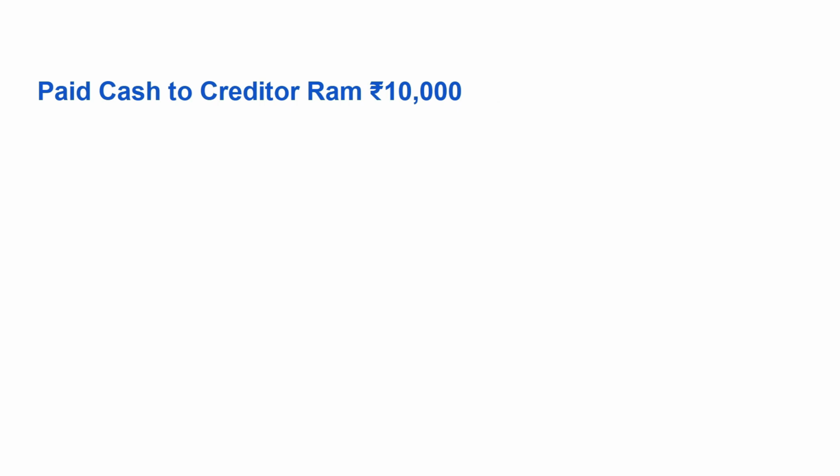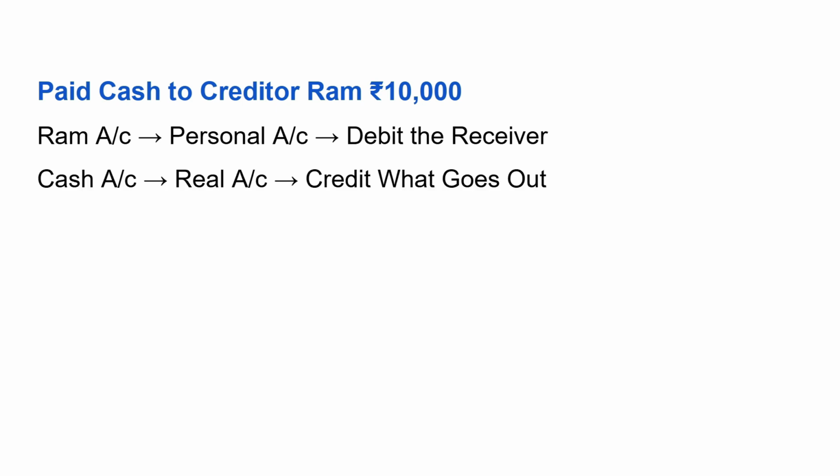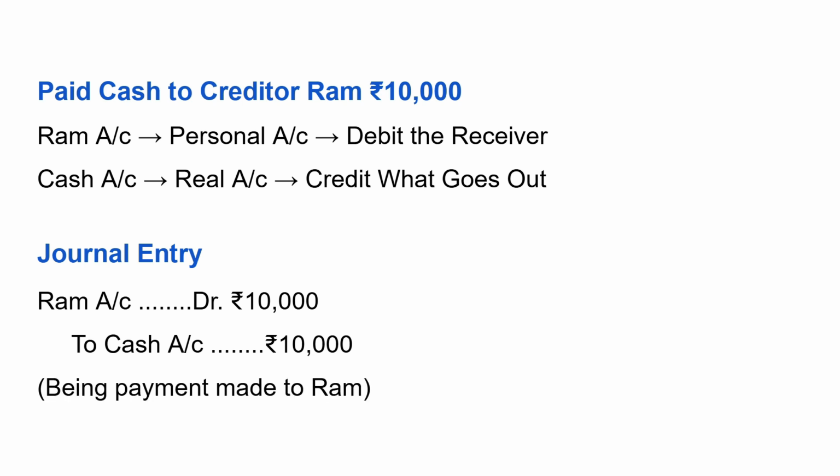paid cash to creditor Ram 10,000 rupees. Here the two accounts affected are Ram account and cash account. Ram account is a personal account and the rule for personal account is debit the receiver. And cash account, cash is a real account and the rule for real account is credit what goes out. So the journal entry is Ram account debit 10,000 rupees to cash account rupees 10,000 and the narration is being payment made to Ram. We debit Ram because he is the receiver of the cash.